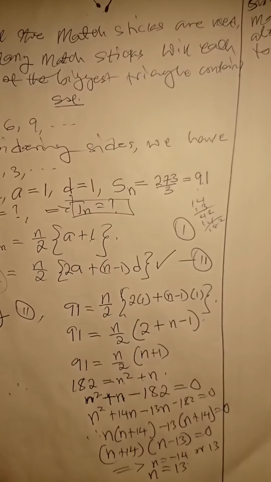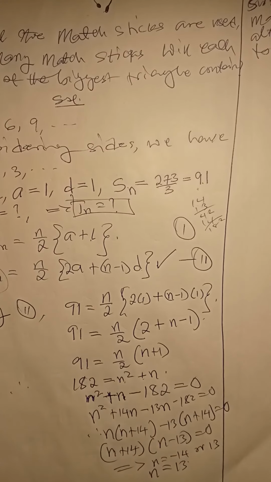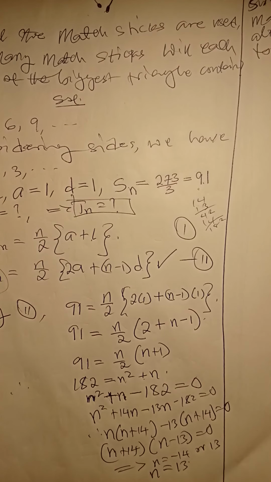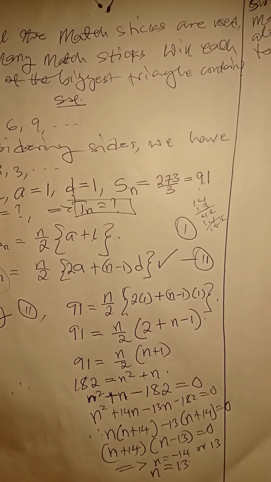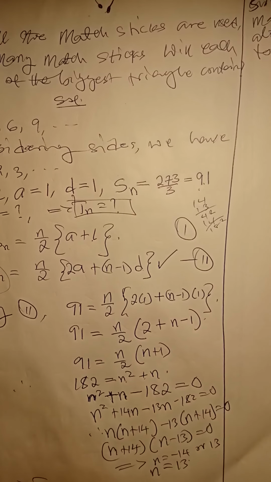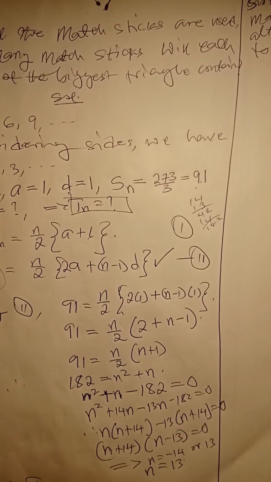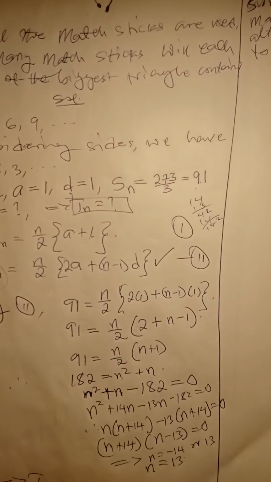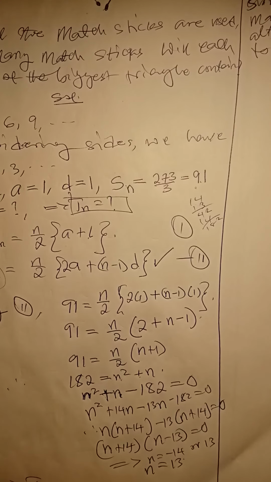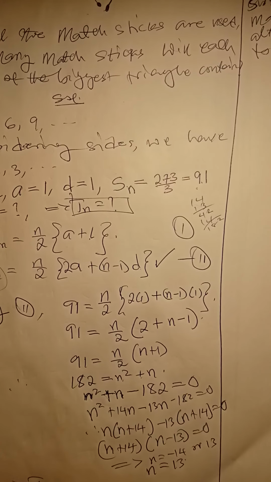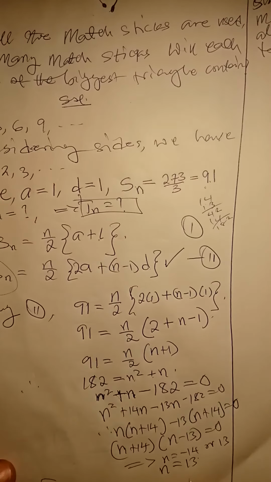So now, what are we finding? We are looking for the 13th term. So this implies that T13 is going to be equal to, the first term is A, right? A is 1. Or let me write the formula. Tn is equal to A plus n minus 1 times d.